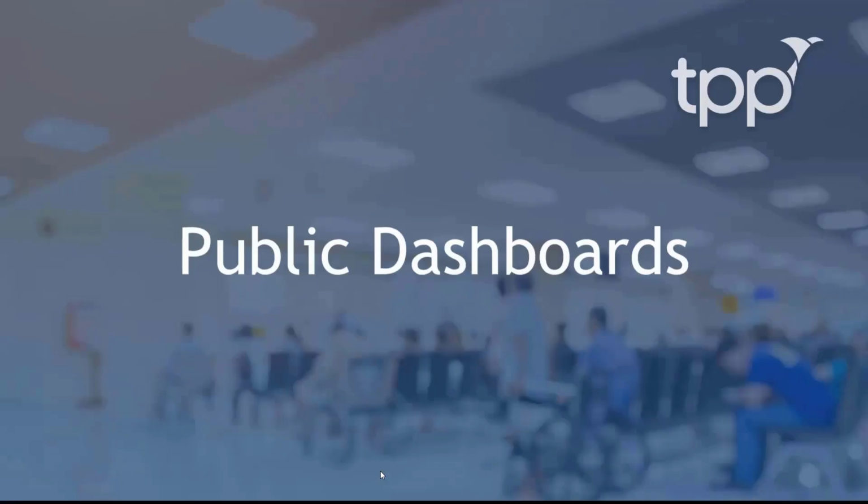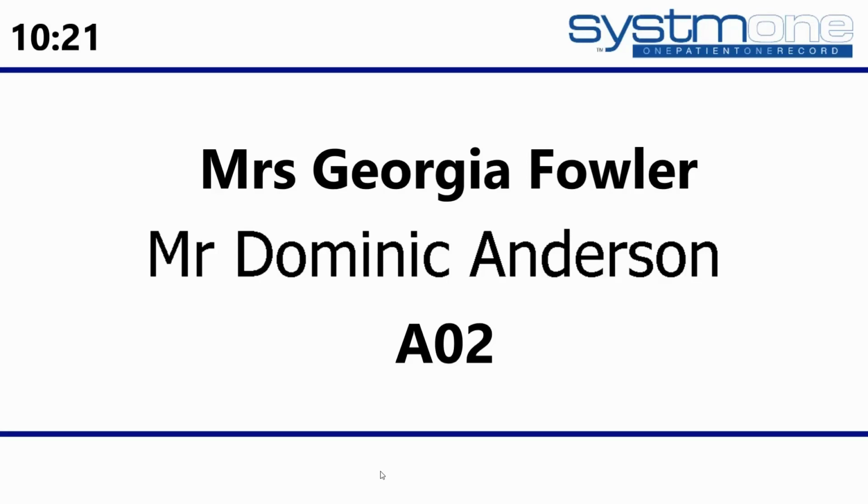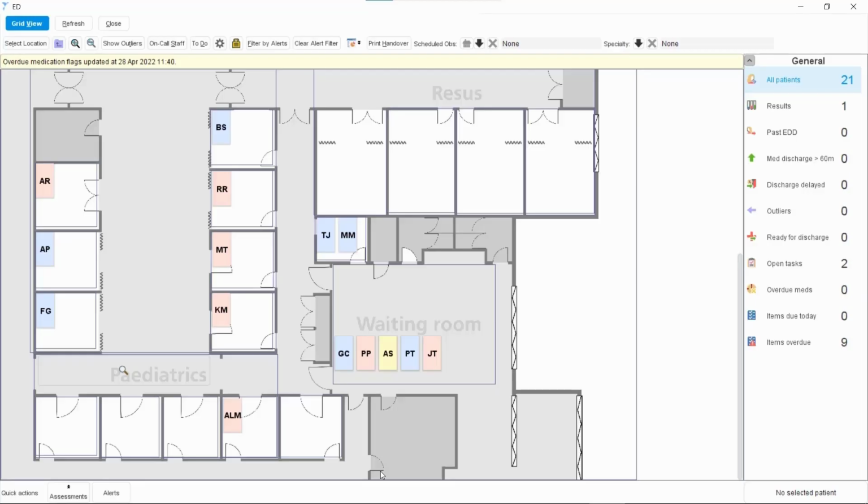Let's have a look at some public dashboards. Public dashboards can be configured to show current patients within a department. The dashboard which we're viewing now is a visualisation to show various different information about the attendance statistics for a specific department. These dashboards can be interrupted by call boards, ensuring that our patients know which location to go to and which clinician they're seeing.